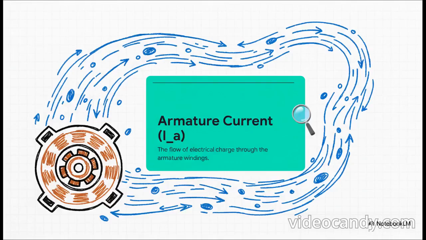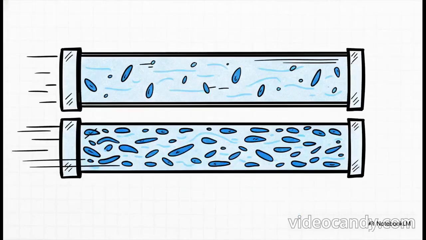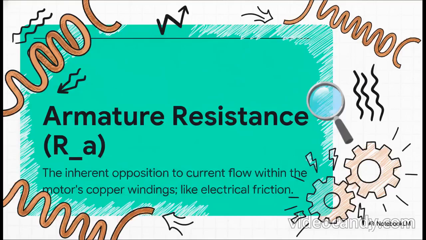Okay, next piece of the puzzle, IA, the armature current. This one's simple. If voltage is the push or the pressure, then current is the flow. It's just how much electricity is actually moving through the wires. And this lines up perfectly with our water analogy. The armature current is just the flow rate of the water. You know, how many gallons per minute are coursing through those pipes? That's our current.